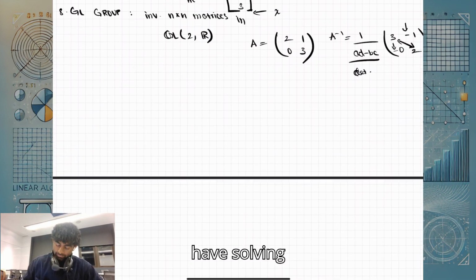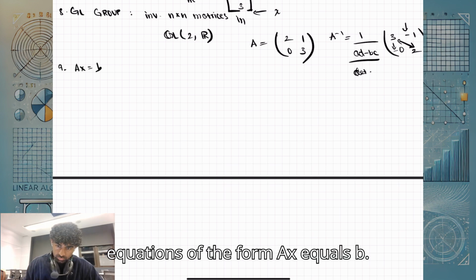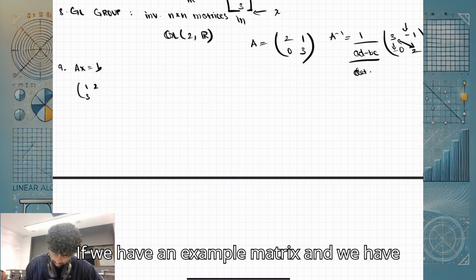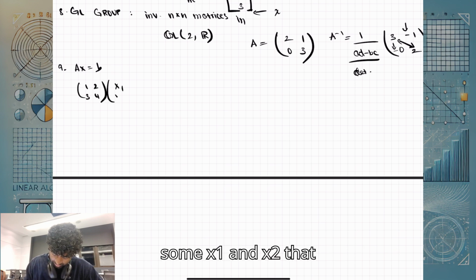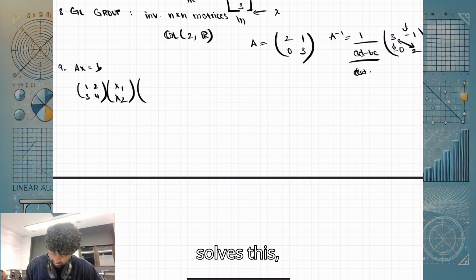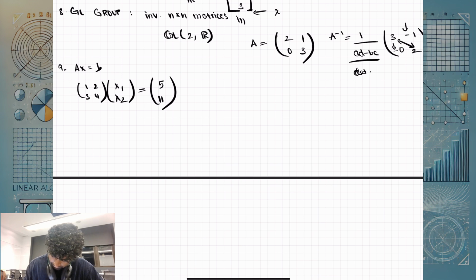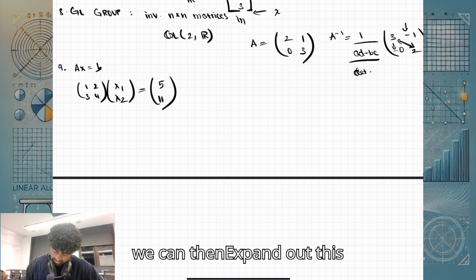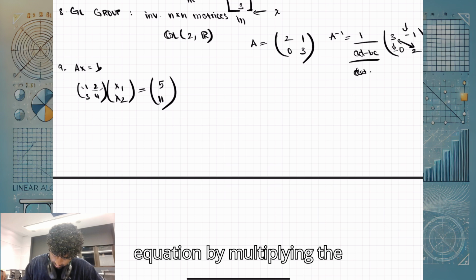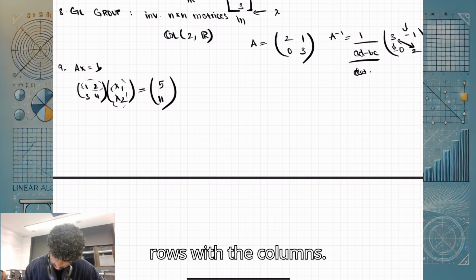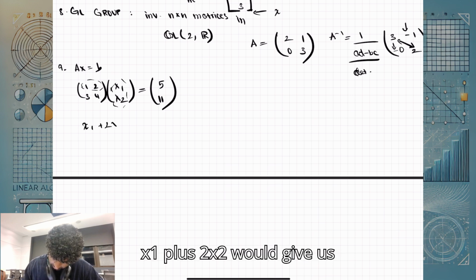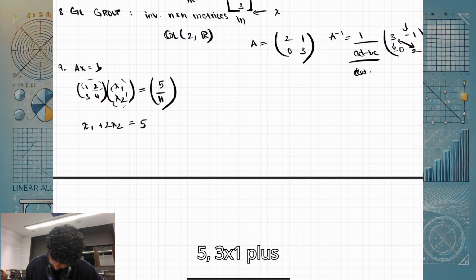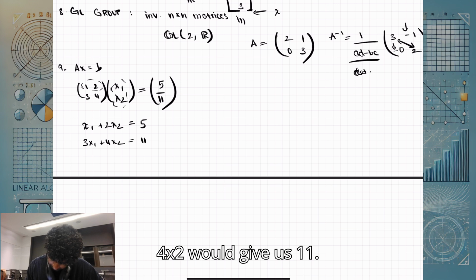Next, we have solving equations of the form AX equals B. If we have an example matrix and we have some x1 and x2 that solves this, right? We can then expand out this equation by multiplying the rows with the columns. X1 plus 2x2 would give us 5. 3x1 plus 4x2 would give us 11.